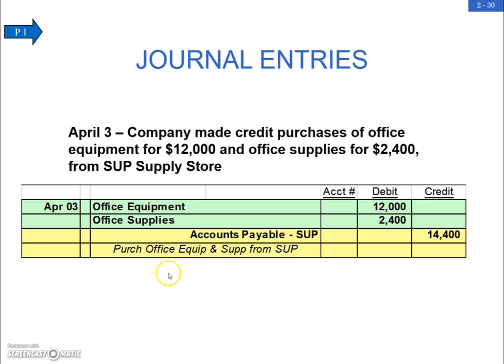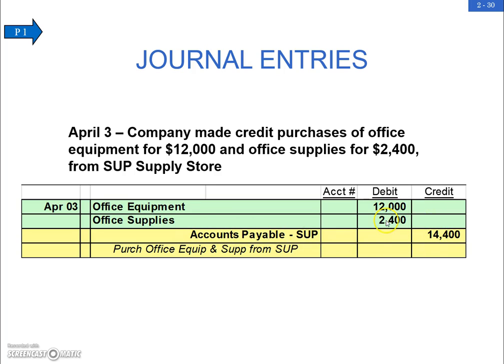So here's what it looks like. We're going to debit office equipment for $12,000, right? That's what we got from them. And we're going to debit office supplies to show the increase of $2,400 cost of supplies that we got. And of course, we owe Sup Supply Store $14,400 for those goods. And we would, of course, credit that account.